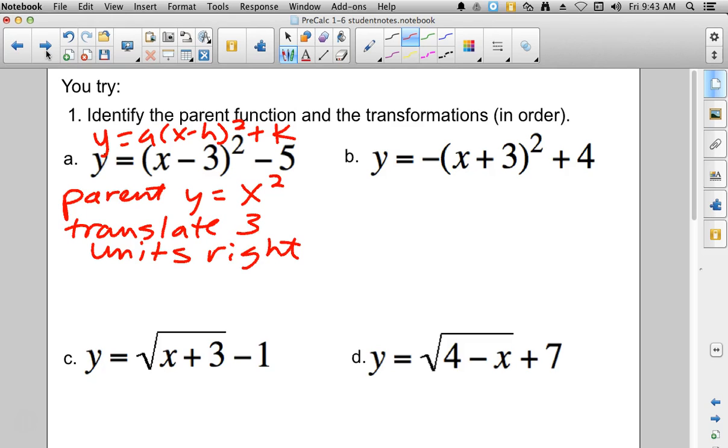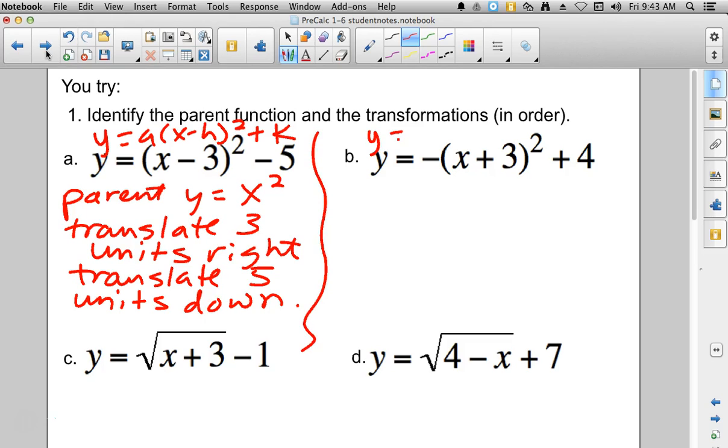And then that negative 5 in the back is translate 5 units down. So you follow the order of operations. You say, I've got to go inside the parentheses first. Anything that's being multiplied will be next, and then add and subtract. So this little bunny right here looks like so. What do we say first about that? Translate 3 units left.